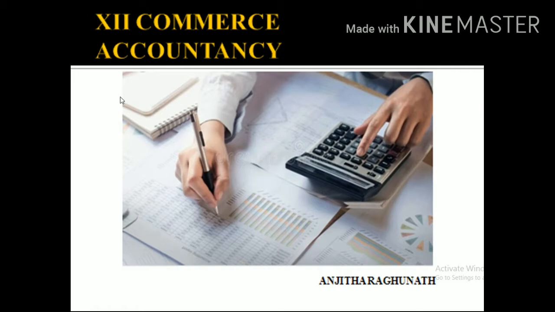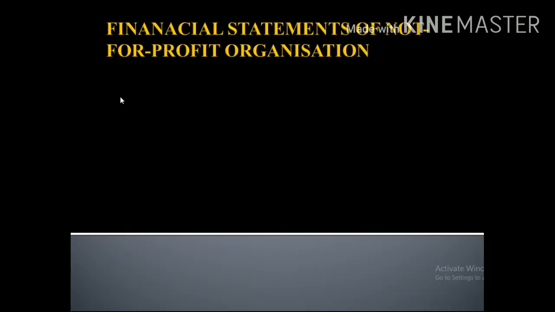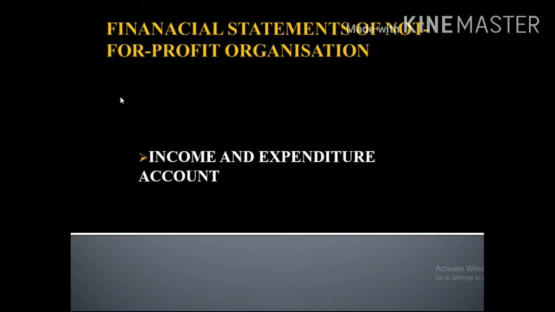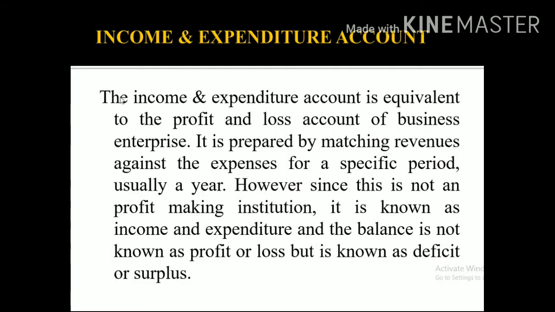Now what is the income and expenditure account? The income and expenditure account is equivalent to the profit and loss account of business enterprises. It is prepared by matching revenues against the expenses for a specific period, usually a year. However, since this is not a profit-making institution, it is known as income and expenditure, and the balance is not known as profit or loss, but it is known as deficit or surplus.